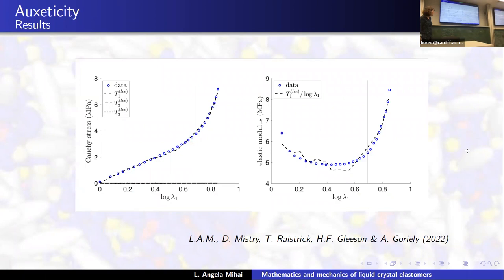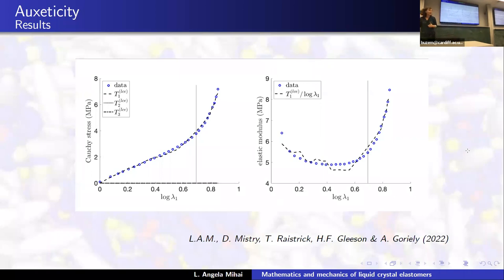Okay. And this is what we obtain. So this is the Cauchy stress. This is the shear modulus calculated as the Cauchy stress divided by the logarithmic strain. And this is the approximation we get. So it seems to capture the right curve, the S-type curve for the stress, and the correct shape for the shear modulus. Obviously, one would ideally like to be able to predict auxeticity.